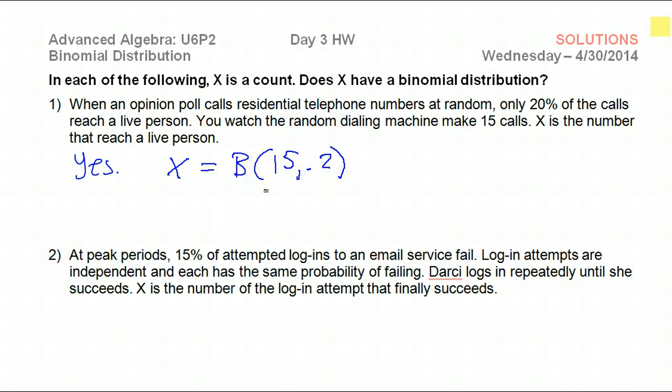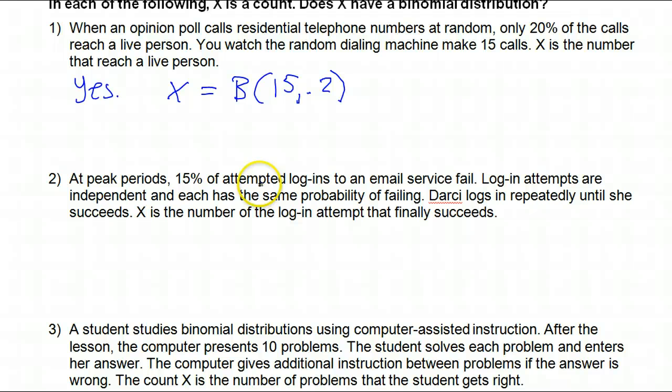All right, number 2. At peak periods, 15% of attempted logins to an email service fail. Login attempts are independent, and each has the same probability of failing. Darcy logs in repeatedly until she succeeds. X is the number of login attempts that finally succeed.